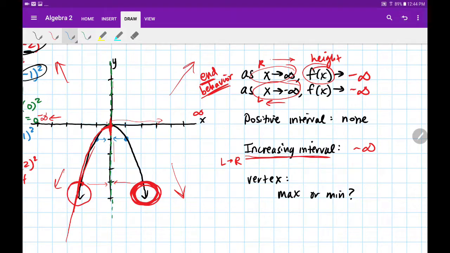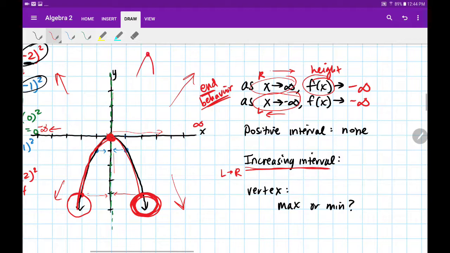Okay, so let's undo some of this coloring really quick and come back to the final question. We want to find our vertex. Our vertex is the turning point of the graph, right over here, where we go from increasing to decreasing. So it's the peak or the bottom. It's either a maximum point, or if my graph was facing up, the vertex would be the minimum point. Here our vertex is at the point (0, 0), and it is clearly the maximum of my graph. So let's circle max.